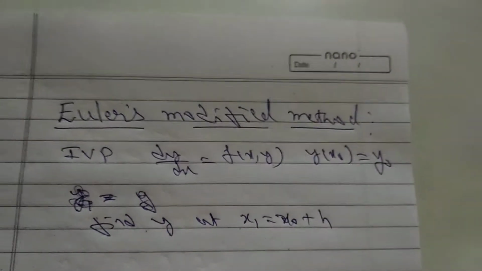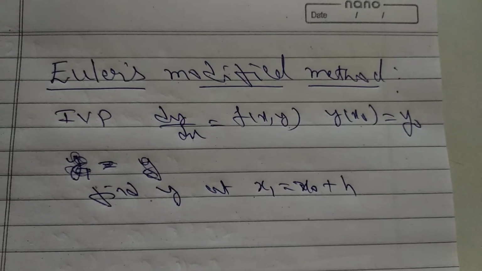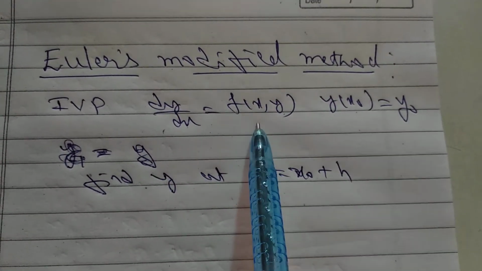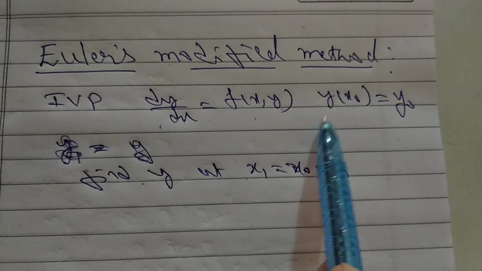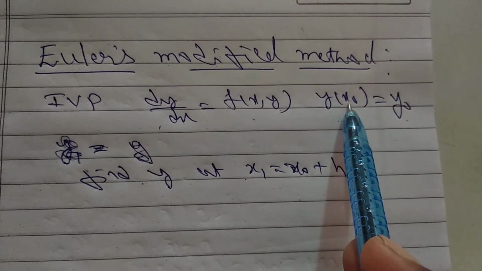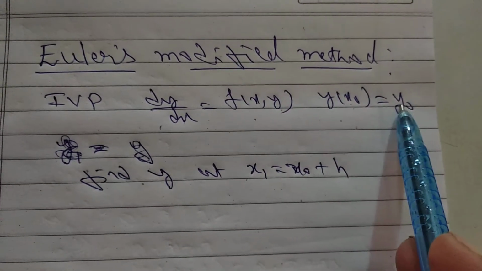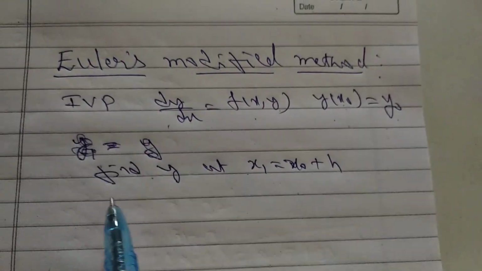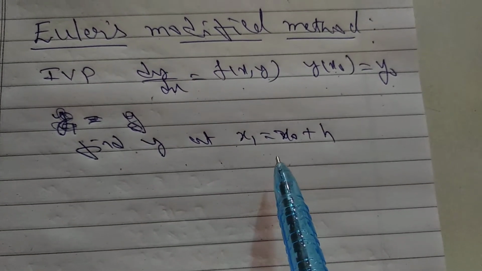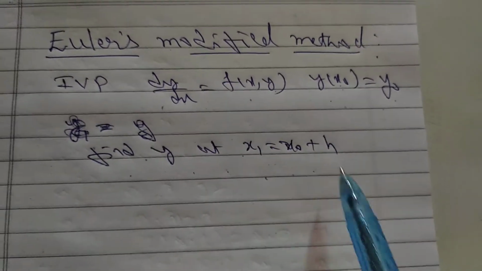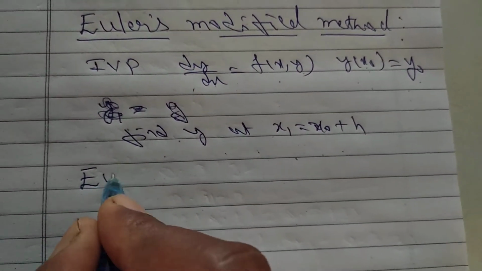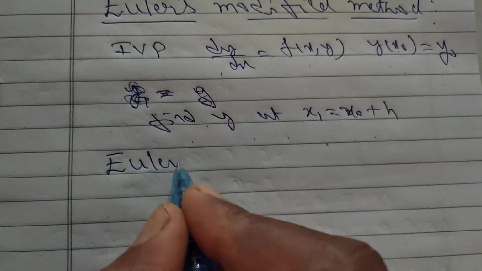Same thing. Here you have to take an initial value problem: dy by dx is equal to f of x, y, with the given initial condition y of x naught is equal to y naught. That means x is equal to x naught and y is equal to y naught. Now we have to find the value of y at x1 is equal to x naught plus h, by using Euler's formula.